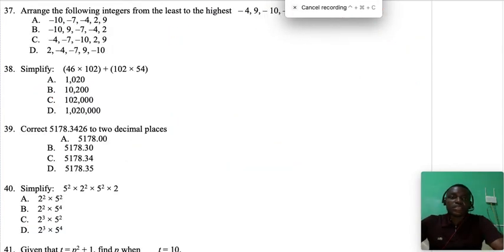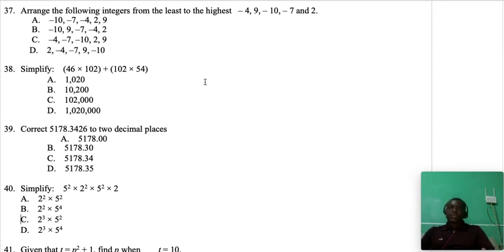Okay, so let's continue from question 37. We have to arrange this set of numbers from the least to the highest. The least will be negative 10, negative 7, negative 4, 2, 9. So the higher the negative, the least that number is. So negative 10, negative 7, negative 4, 2, 9. So A is the answer. Then question 38. We have to solve this question.